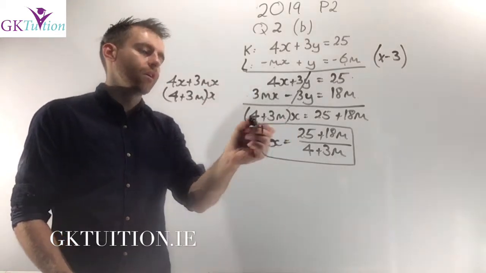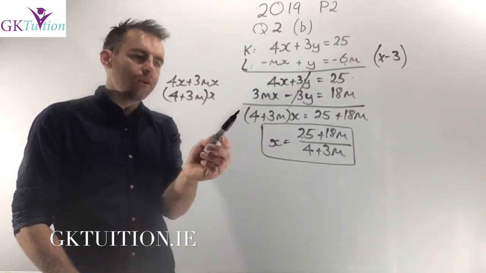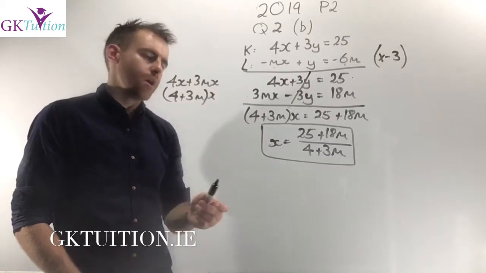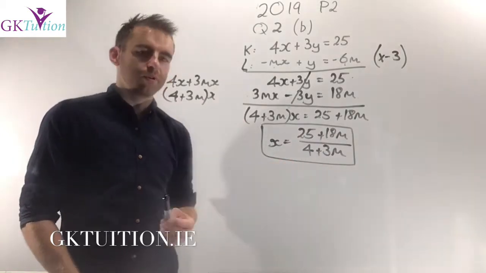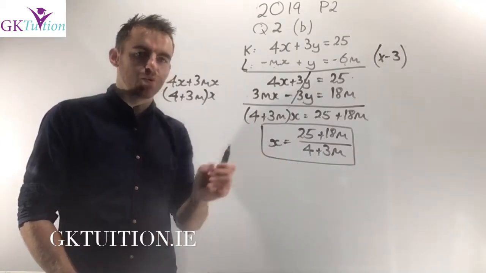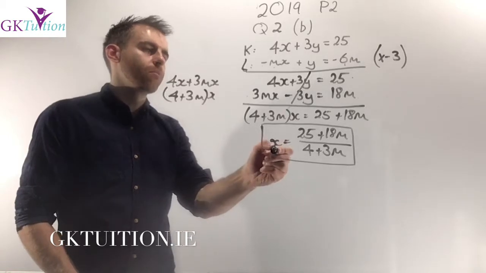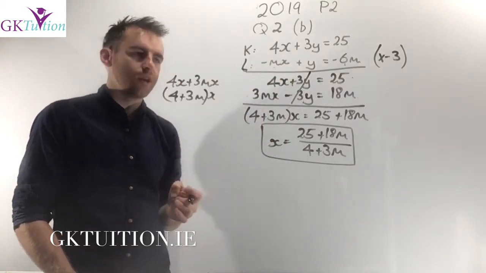So what I did on the next line was I divided both sides by the coefficient of x, or in other words, divided both sides by 4 plus 3m, in which case you get x equals 25 plus 18m over 4 plus 3m. So that's your answer, that's the x coordinate. Now I need to sub in my x into one of my original equations to find the corresponding value of y.